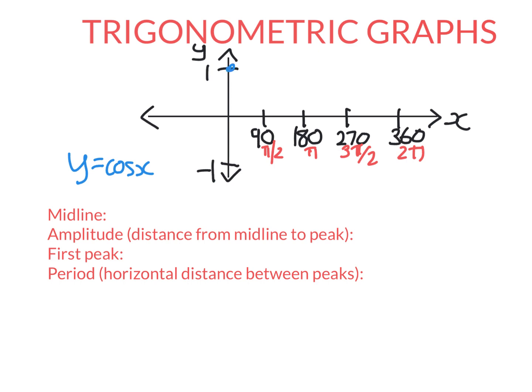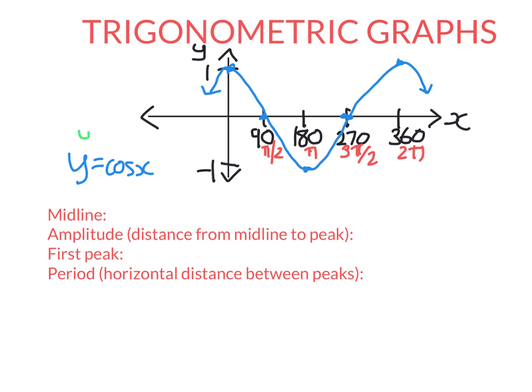We know cos of 0 is 1, cos of 90 degrees or pi on 2 radians is 0, cos of 180 is -1, then cos of 270 is 0, and cos of 360 is 1. So we just join this up in a smooth curve. This is the graph of y equals cos x. Now it keeps going up and down like that forever and ever, in both directions.